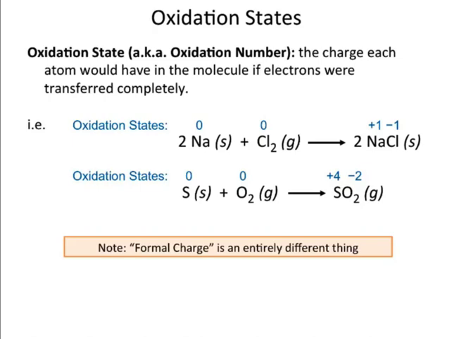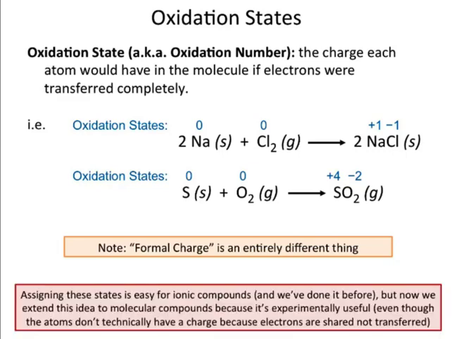Now, we've also talked about formal charge. This is the last time we put pluses and minuses around formulas, and it's a very different thing. It's calculated somewhat similarly, not the same, but it's conceptually for different things, and I'll talk about that a little more. And then this is my little warning box that says this is easy to do for ionic compounds, but it's a little weird for molecular compounds, which I just said.